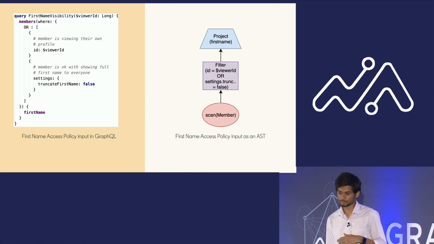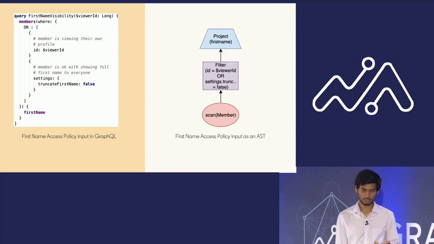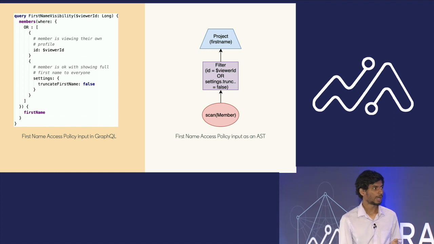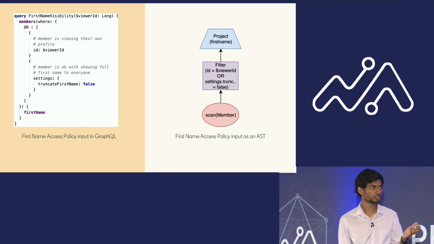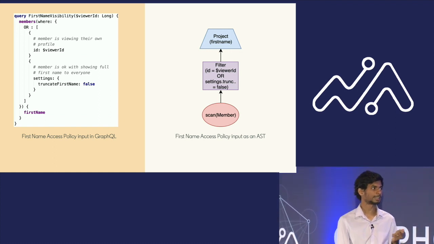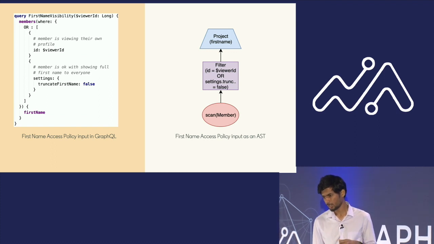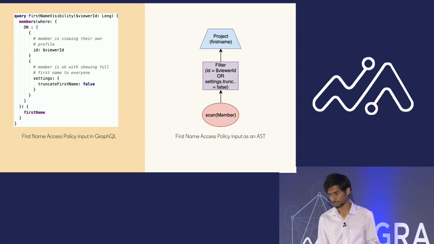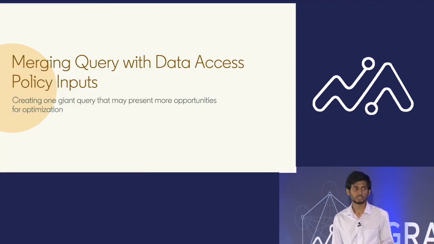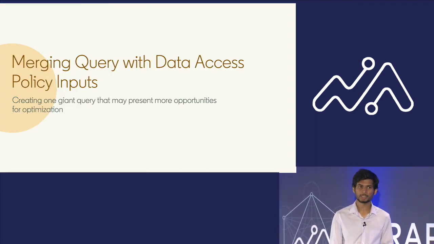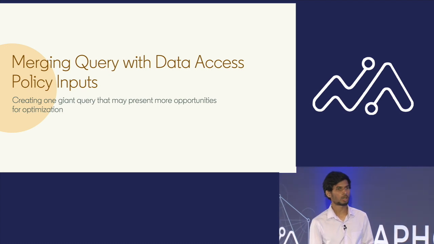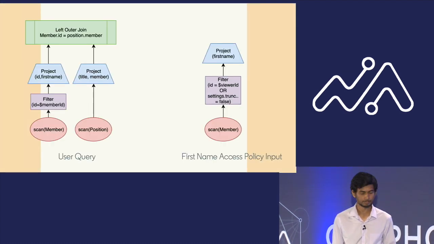So simple enough. The data access policy is even simpler. It says scan member, and there's a bunch of conditions, which is the data access policy, and project the first name. So now we have two query trees independently for the user query and the data access policy. Now we need to put them together so that we can optimize it and look for opportunities to not make the same downstream calls again and again.